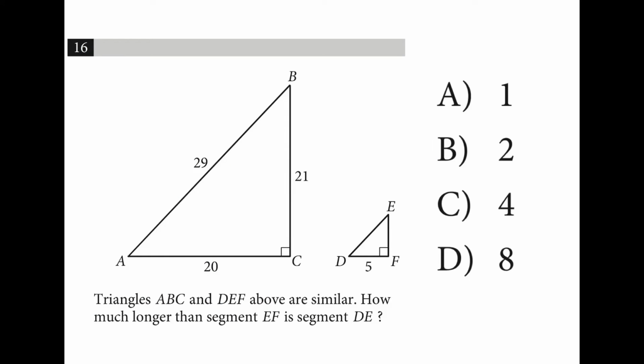So these two triangles are similar. We can match up 5 and 20. We just multiply by 4. They want to know how much longer than segment EF is segment DE.